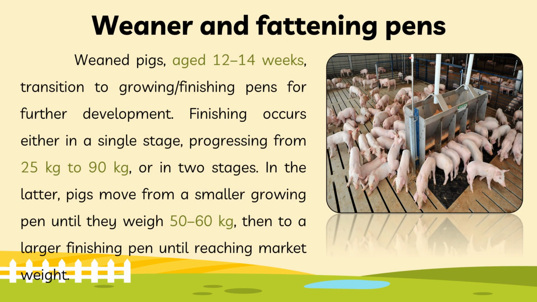Weaner and fattening pens. Weaned pigs, aged 12 to 14 weeks, transition to growing, finishing pens for further development. Finishing occurs either in a single stage, progressing from 25 kilos to 90 kilos, or in 2 stages. In the latter, pigs move from a smaller growing pen until they weigh 50-60 kilos, then to a larger finishing pen until reaching market weight.